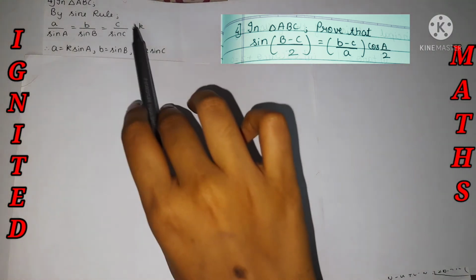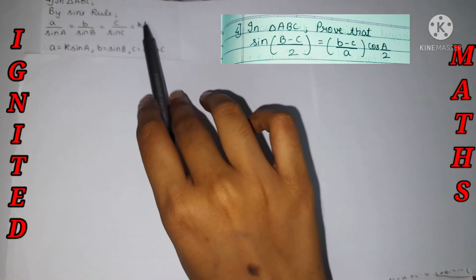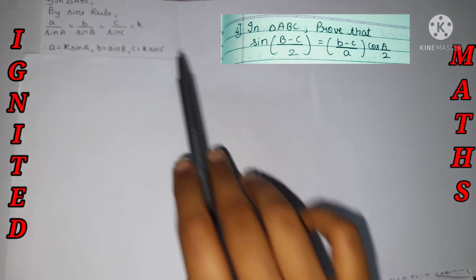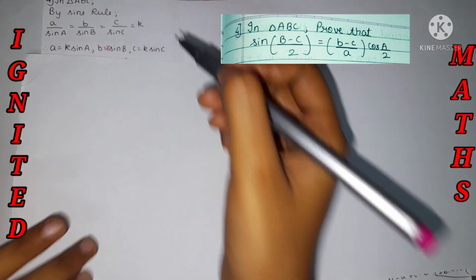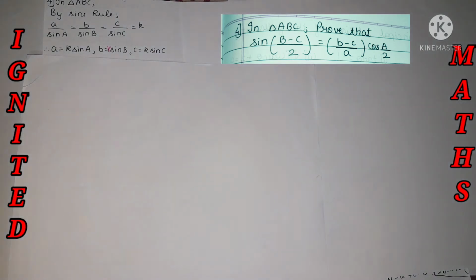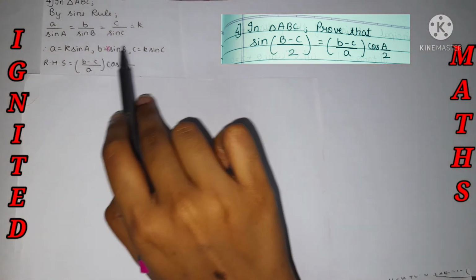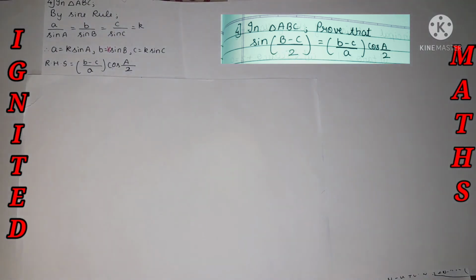Let's represent it as a constant, K. So a is equal to K sine A, b is equal to K sine B, and c is equal to K sine C. Now we are going to put the values in the RHS term. The b value we know, the c value we know, and the a value we know. Just put the values accordingly.